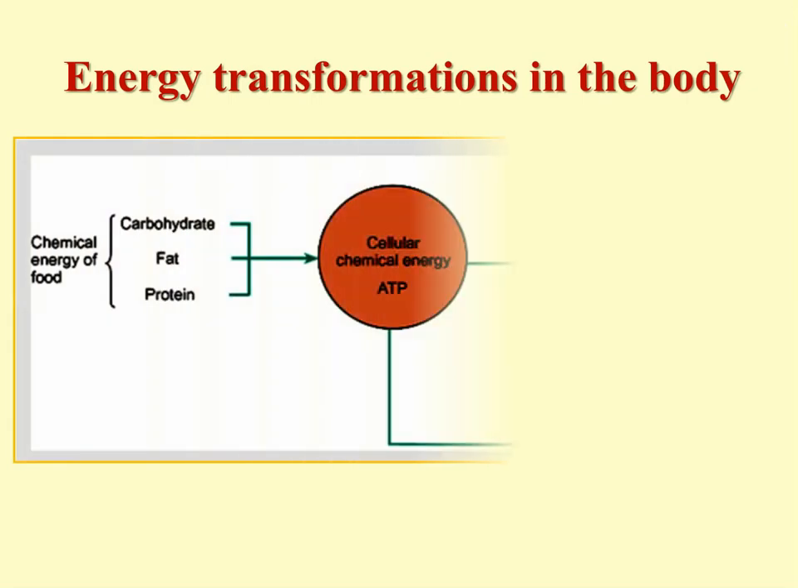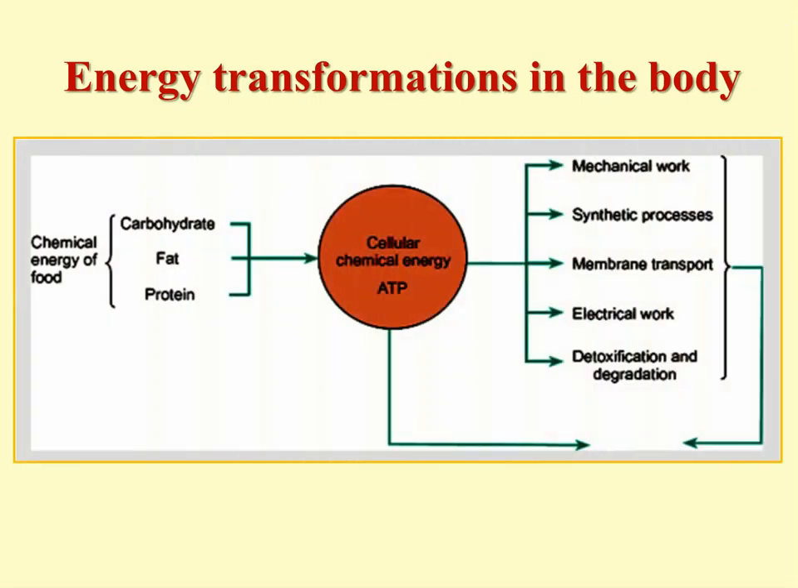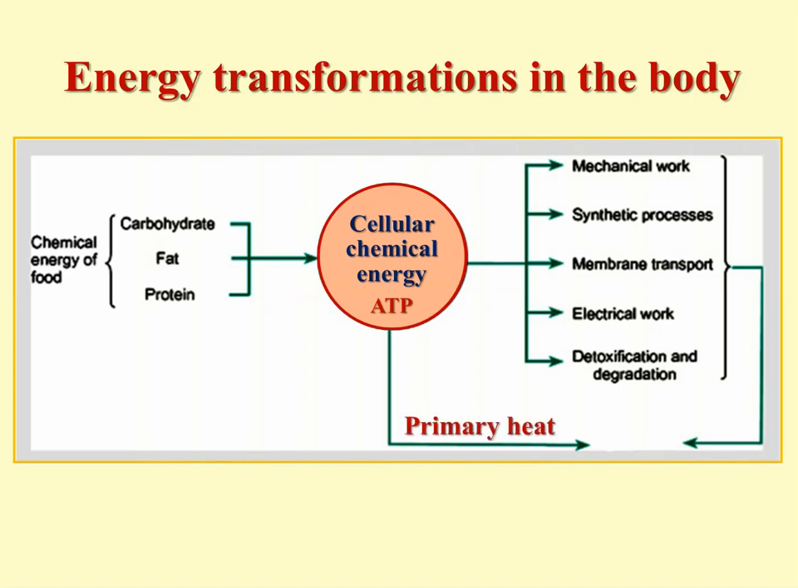Energy transformations in the body. Let's see. All these food substances give us energy, and this cellular chemical energy is partially converted to ATP, but not all. ATP is formed immediately, but a big portion, even more than half of the energy, becomes converted to heat. You know that there is a law of energy conservation: energy does not disappear, it just becomes converted into a different type, and this type is heat now.